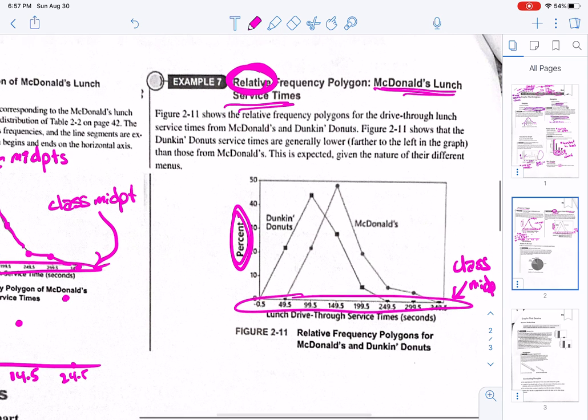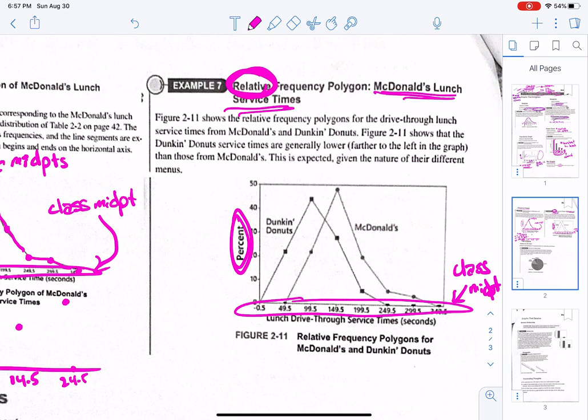I can't go over that far. Midpoints. And then you can see that's another visual display of having the lines on top of each other, and they're comparing two different things, Dunkin' Donuts versus McDonald's. Those are the drive-in times, and again, we can conclude that Dunkin' Donuts has faster drive-in times. So you would wait less in line for that, okay?